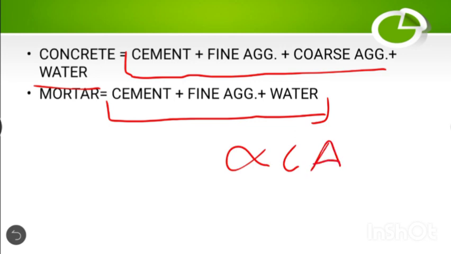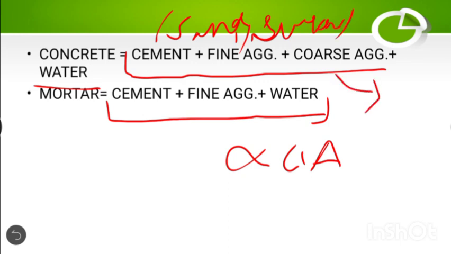Okay, coarse aggregate is denoted by CA. And what is fine aggregate, friends? Sand is used as a fine aggregate majorly. Surkhi is also a fine aggregate. Coarse aggregates are aggregates like small chips of stones. And this is concrete and this is mortar, you should know.